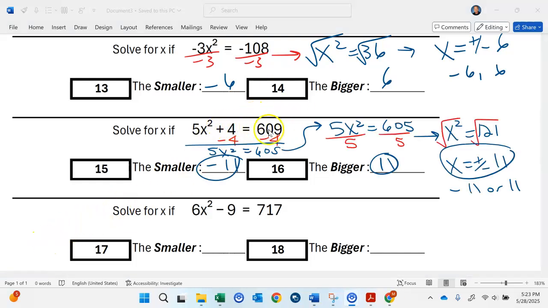Okay, so remembering our steps first. First, we combine like terms, like the numbers, the constants, 4 and 609. We subtract 4 from both sides, and then we get 5x squared equals 605. And then we have to remove the 5, what's being multiplied, by division. And then that cancels out. Divide both sides by 5, and then we get x squared equals 121. And then we do the square root of both sides, and the square root of 121 is positive and negative 11. So those are our answers.